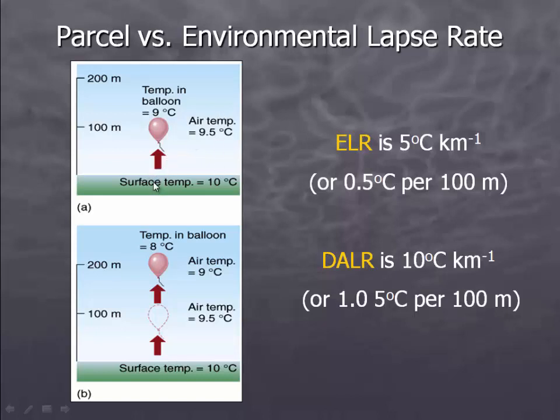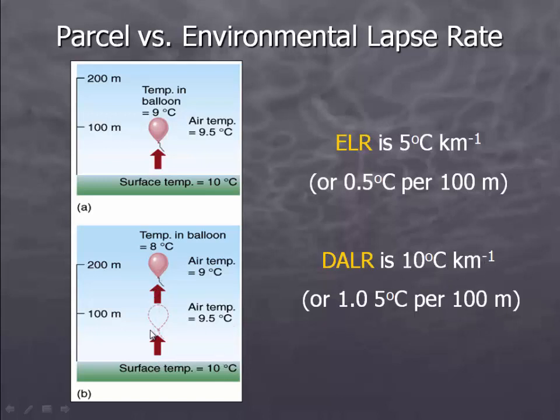A dry parcel is going to cool at 1 degree C per 1 kilometer. Okay, I'm not sure why that 5 is there, ignore that. It will cool at 1 degree C per 100 meters. So the dry adiabatic lapse rate is very simple. It's 10 degrees C per 1 kilometer or 1 degree C per 100 meters.